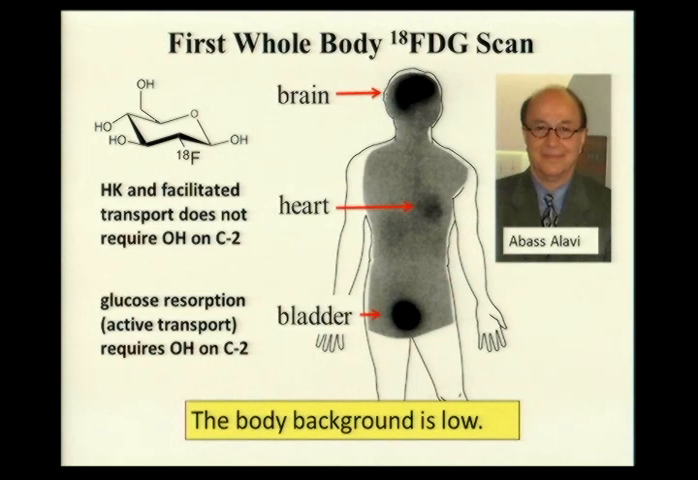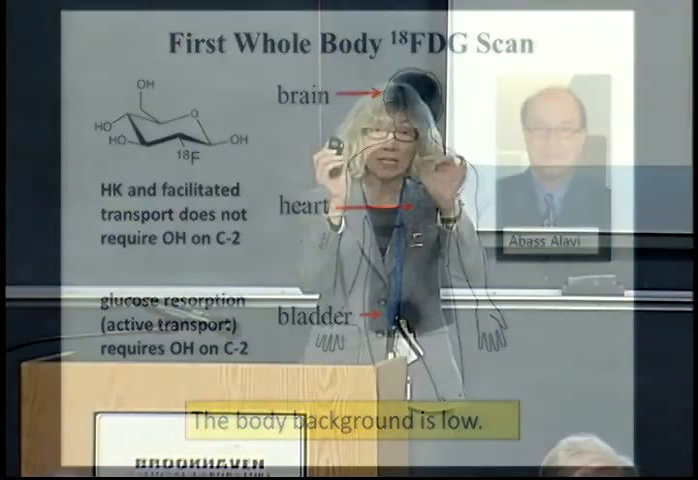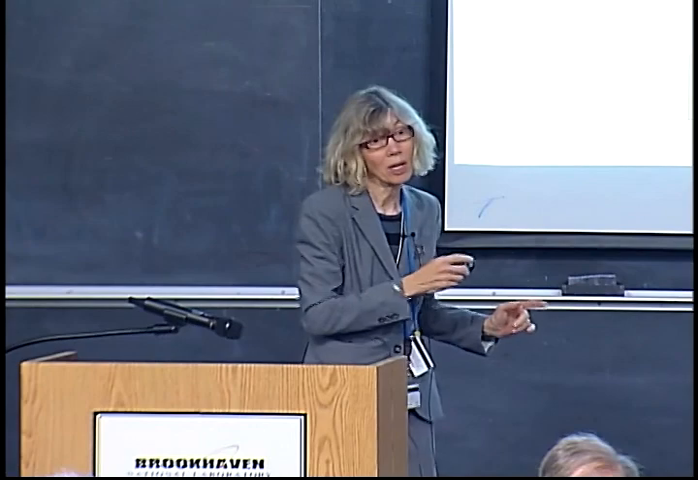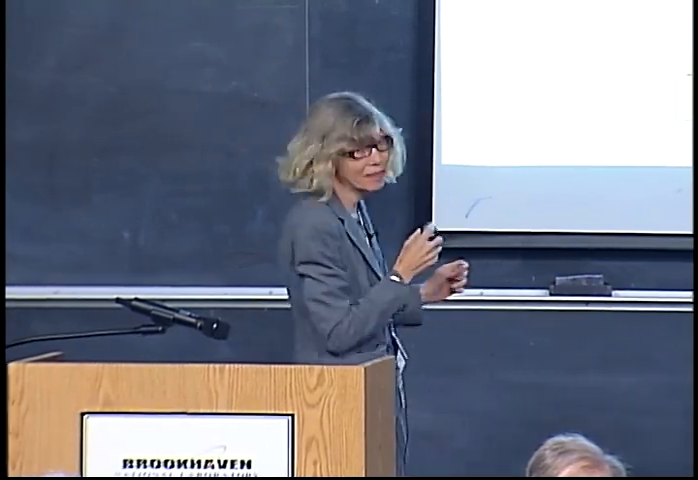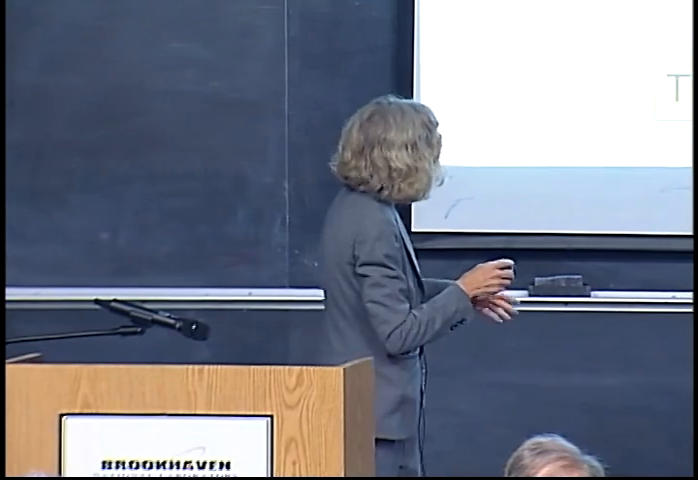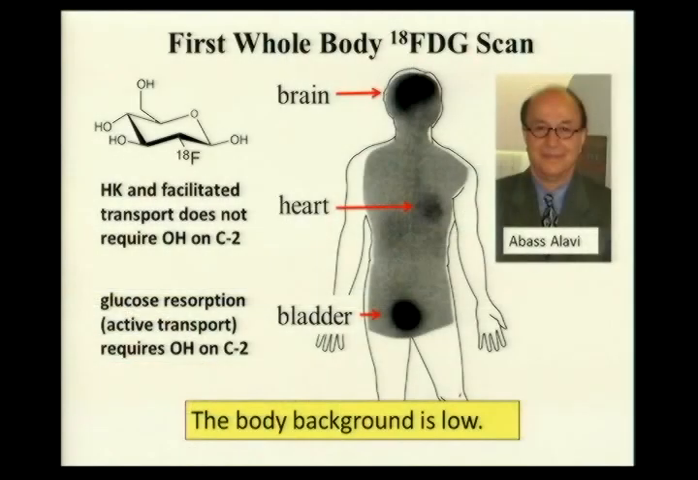Now this is actually something very cool because it turns out that you need the hydroxyl on the 2-carbon in order for the body to transport glucose back up and recycle it. So normally you would not see glucose or sugar in urine. You see it here. The body recognizes that this isn't really glucose itself. It uses an active transport mechanism and secretes it. But what's very nice about this is the body background is pretty low.